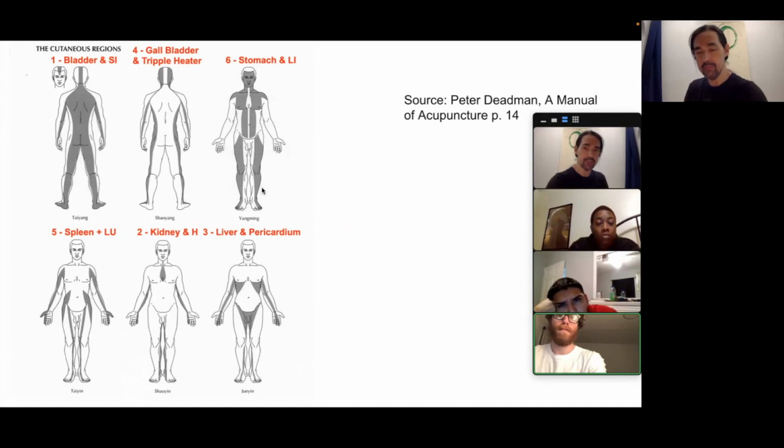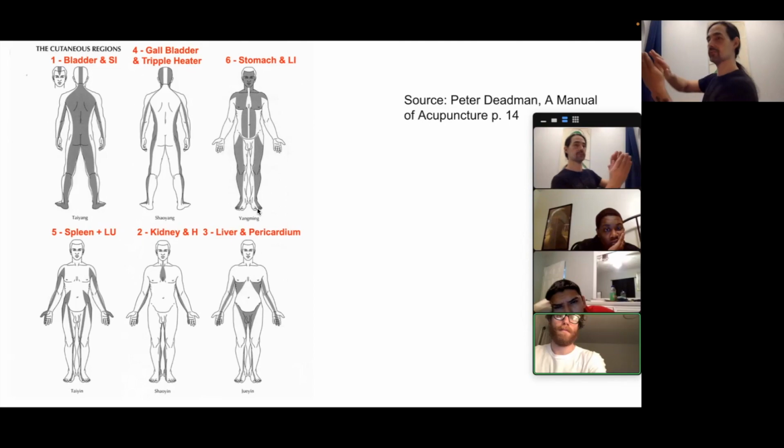And then for the stomach, the stomach starts at the second toe. No, the stomach starts at the eye. And because it's a cutaneous region, it's bigger than just a distinct line, right? It's almost the whole one side of the face, and meridians are bilateral. So it's the entire face for the stomach. And then it comes down the front of the body, goes down the front of the thigh, and ends in the front of the foot.